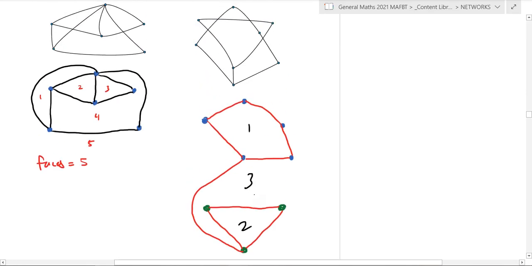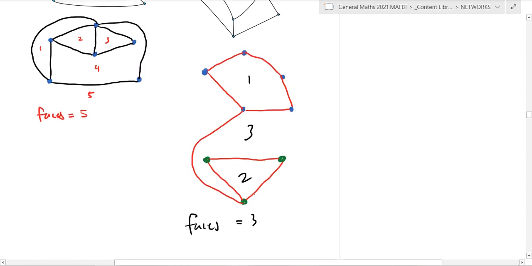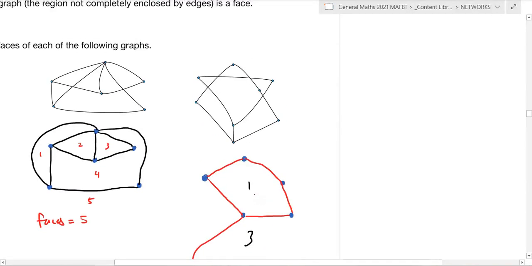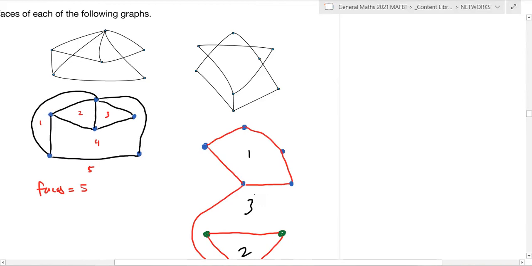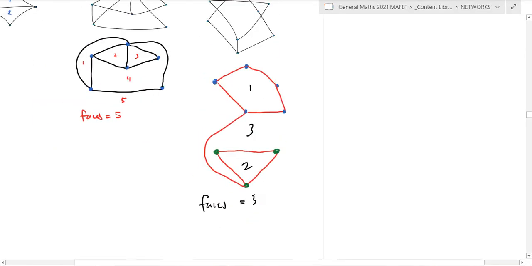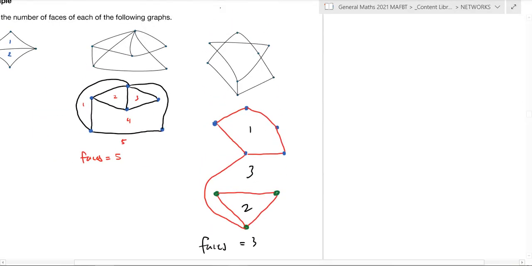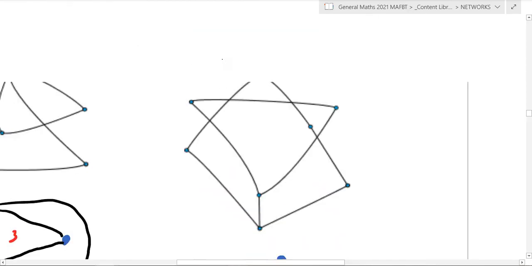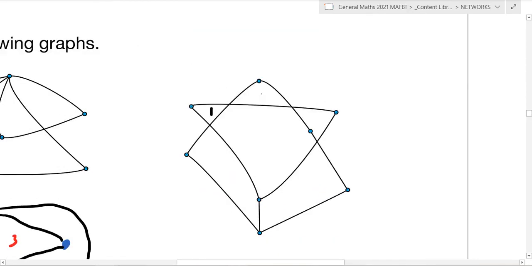I know some of this can get a bit tricky, but just understand that a few questions might ask you to make a graph planar, so you need to redraw it. Some of you might be mistaken in thinking, if you don't redraw it, that this graph, for example, might have 1, 2, 3, 4, 5, 6, 7 faces. But that's not correct, because it's not planar. You can only have a face if your graph is planar.